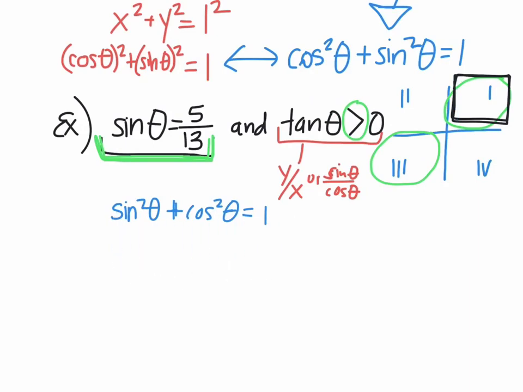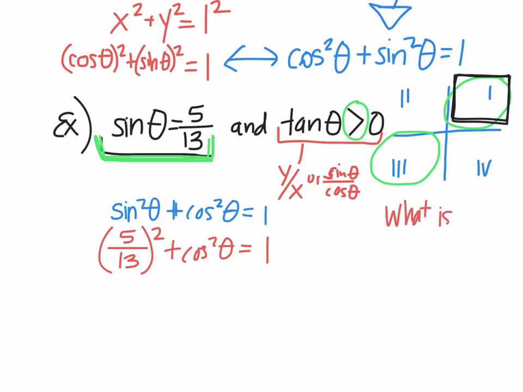Okay, I'm going to plug in what I know. If sine is 5 over 13, then this is saying that 5 over 13 squared plus cosine squared equals 1. I actually didn't ask a question. I meant to say, what is cosine? Whoops. Okay. So now I can do some math.